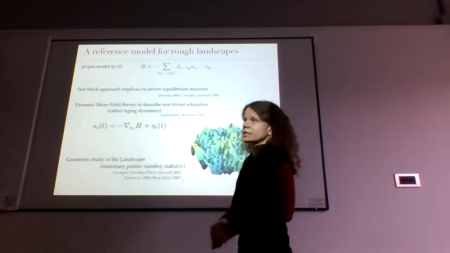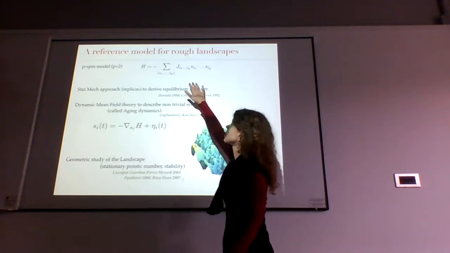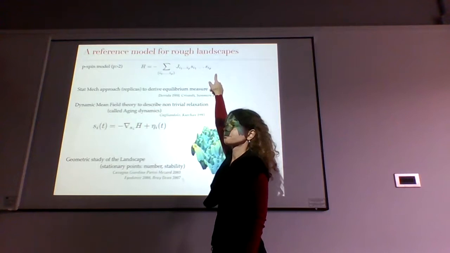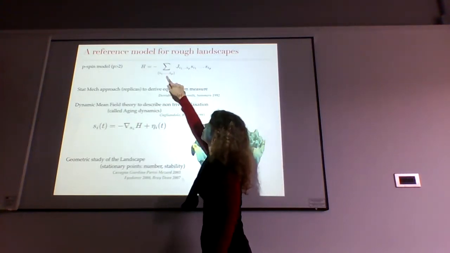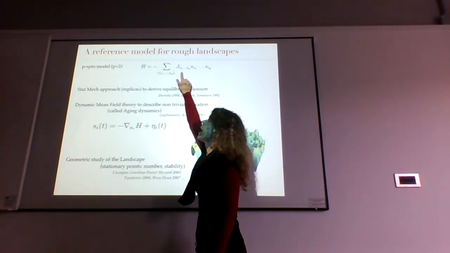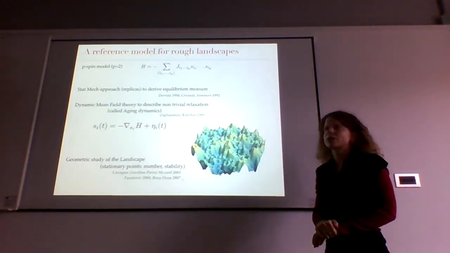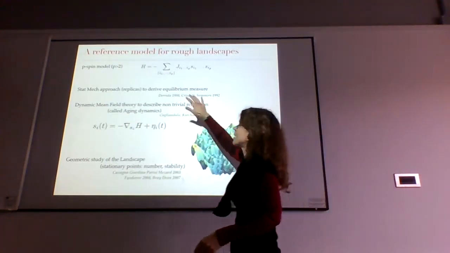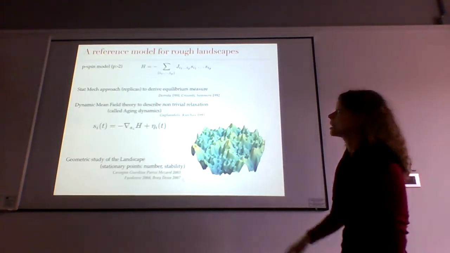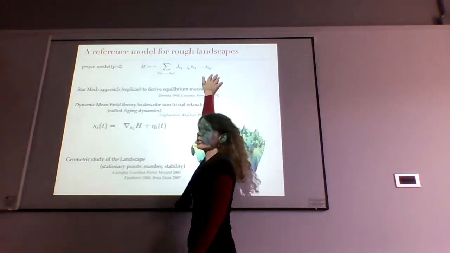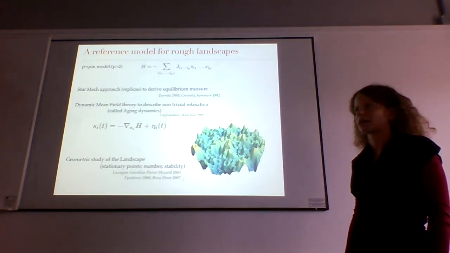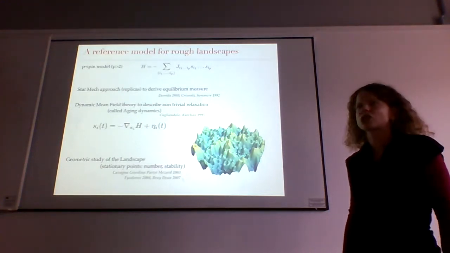So this is the energy of the system and it is a function of all the degrees of freedom of the system, which are the spin variables. This function is just the product of p of these spin variables. And every product has a factor that is a random variable, which is typically Gaussian distributed with zero mean and a certain variance. And the variance scales in such a way that the energy of the system will be extensive, so proportional to the number of degrees of freedom at the end. All right? So that's the definition of the model.